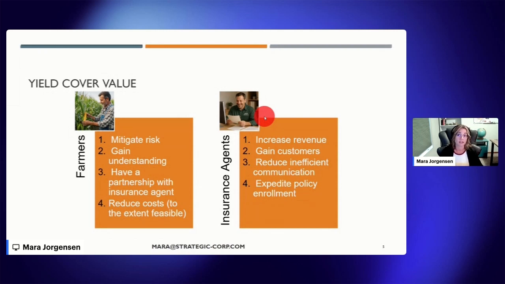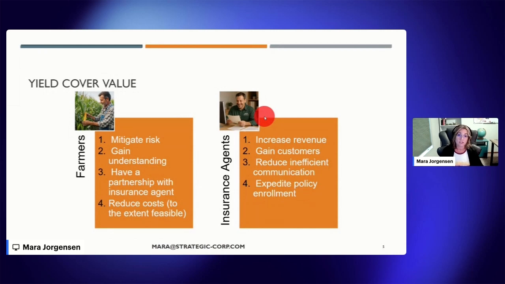So if they are over insuring, they are paying too much potentially for what is possible in their area as far as events that would constitute a crop insurance event. So they could potentially reduce costs with the use of a tool. However, that is not one of their main values, because their number one value for any sort of insurance tool is to mitigate their risk.